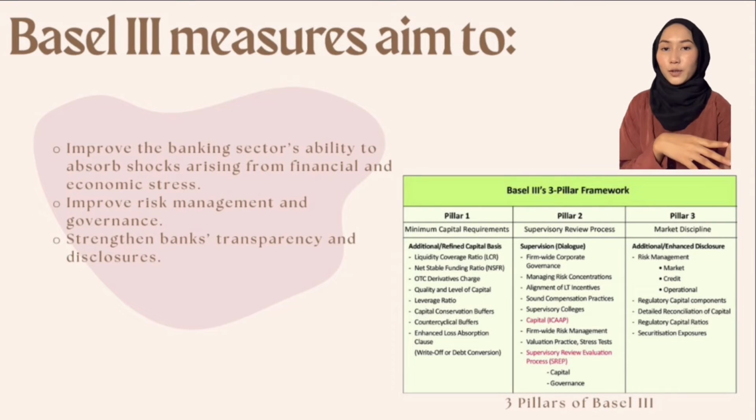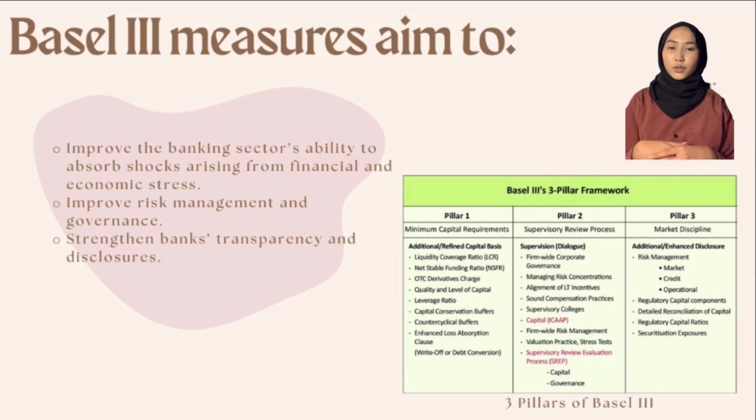First, Basel III measures aim to improve the banking sector's ability to absorb shocks arising from financial and economic stress. Second, to improve risk management and governance, and lastly, to strengthen banks' transparency and disclosure. Lastly, I'm going to talk about the 3 pillars of Basel III.